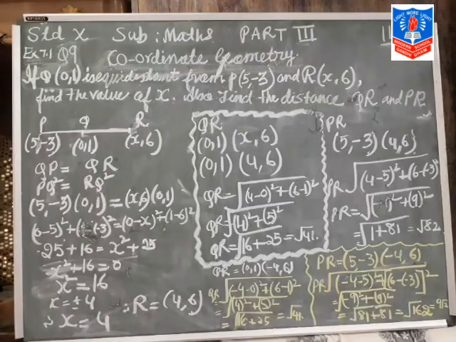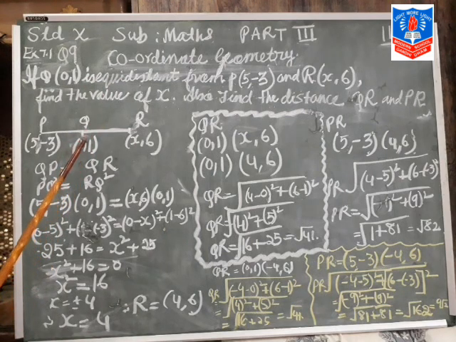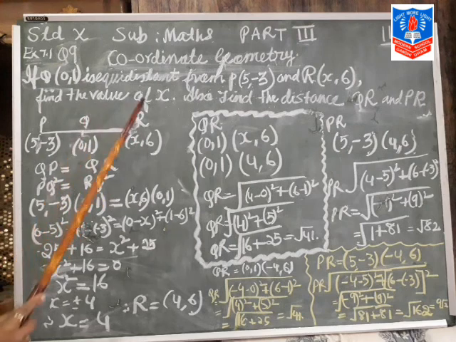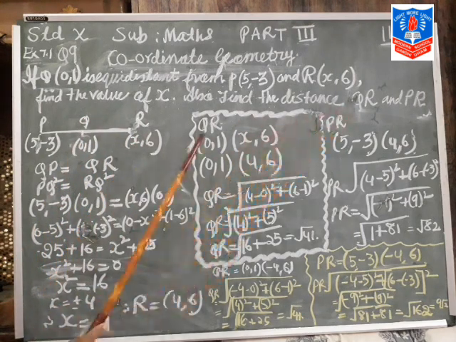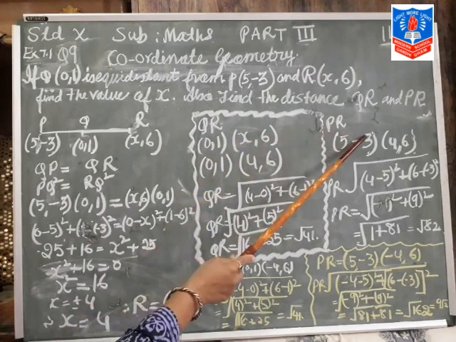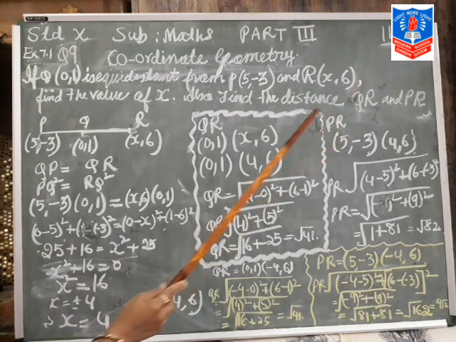Now children, we can start question number 9. Here Q is given as (0, 1). Q is the equal distance from P and R. Find the value of x. Also find the distances QR and PR. Clear? QR and PR. Clear?